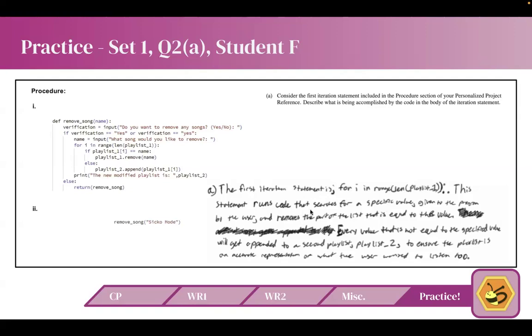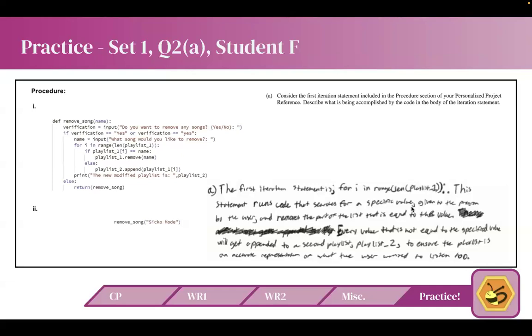This statement runs code that searches for a specific value given to the program by the user and removes the part of the list that is equal to this value. Every value that is not equal to the specified value will get appended to a second playlist, playlist 2, to ensure the playlist is an accurate representation of what the user wanted to listen to.